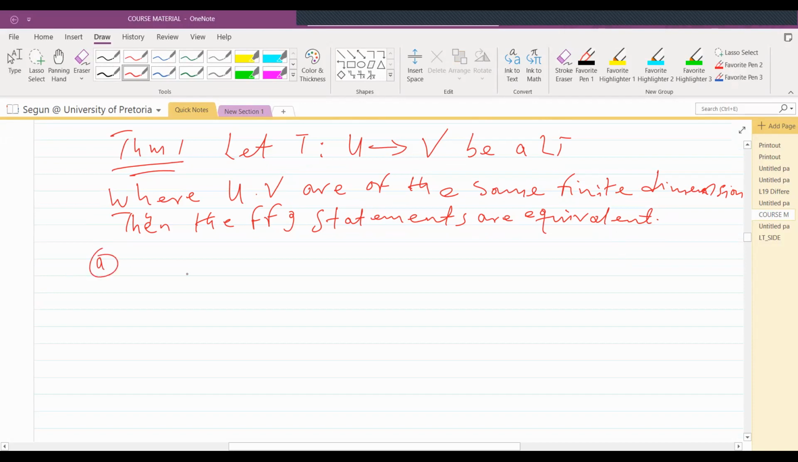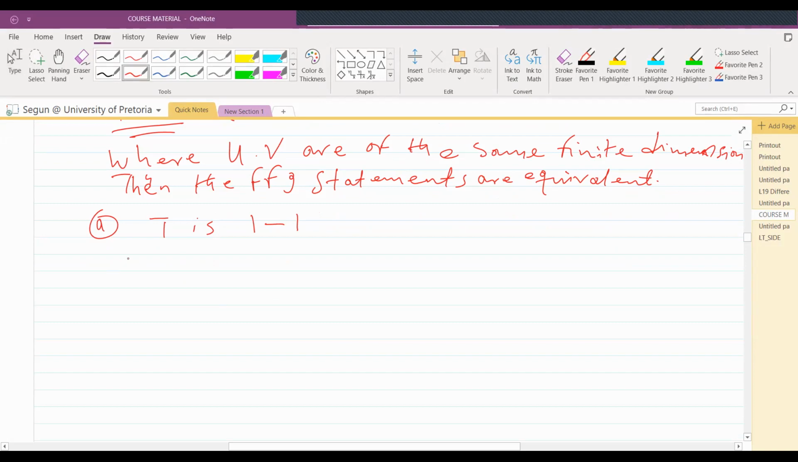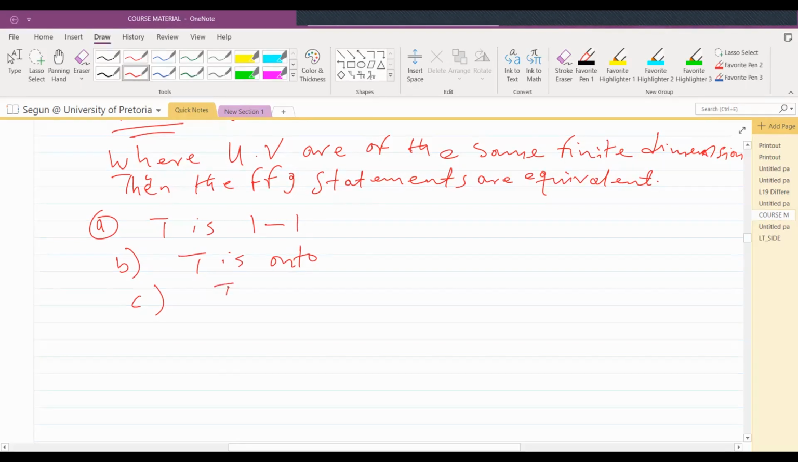A, T is 1 to 1. B, T is onto. C, T is an isomorphism.